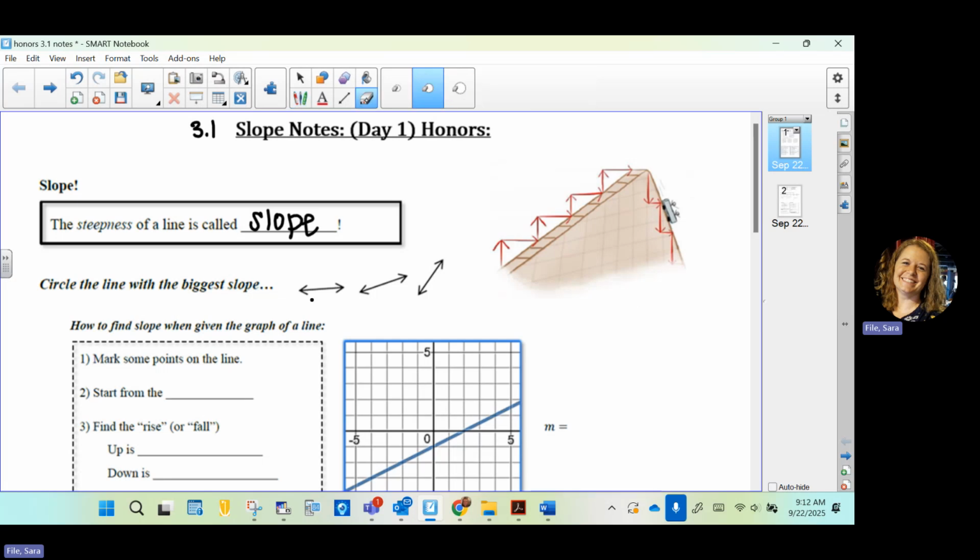But when we talk about the steepness, I need the side conversations to stop. I should not hear little conversations all around the room. It's very distracting. Thank you.